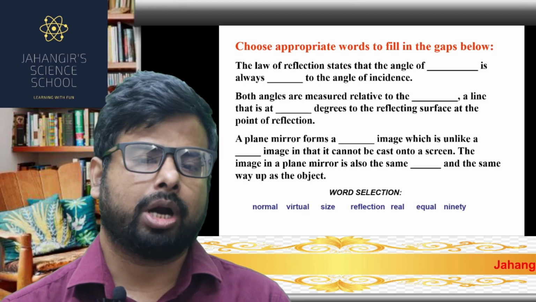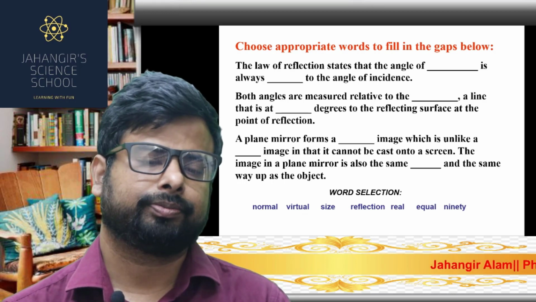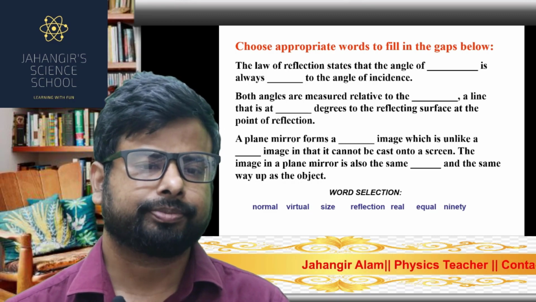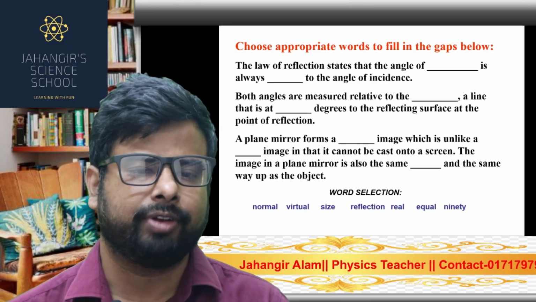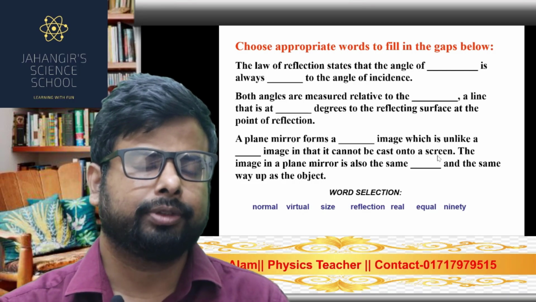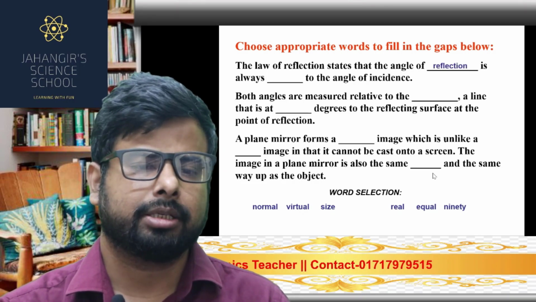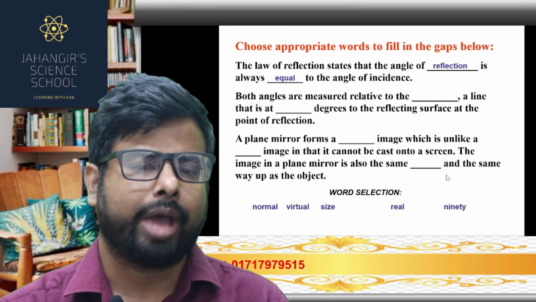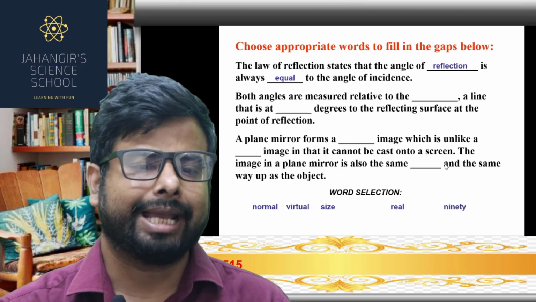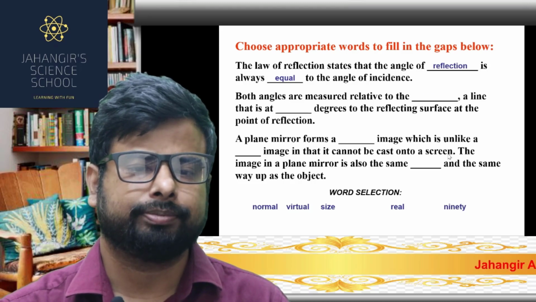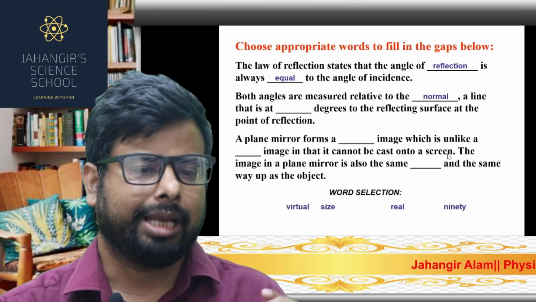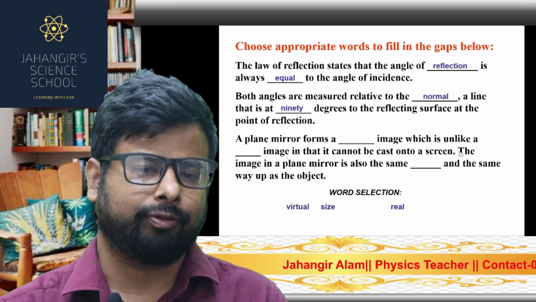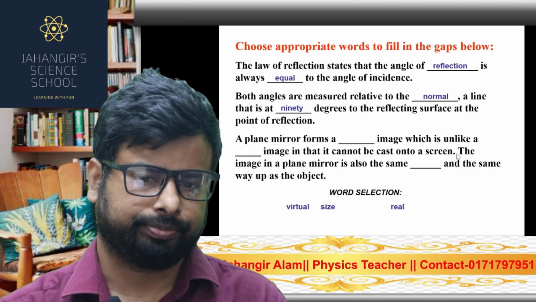Choose appropriate words to fill in the gaps below. There are 7 word selections here. The law of reflection states that the angle of reflection is always equal to the angle of incidence. Both angles are measured relative to the normal, a line that is at 90 degrees to the reflecting surface at the point of reflection.